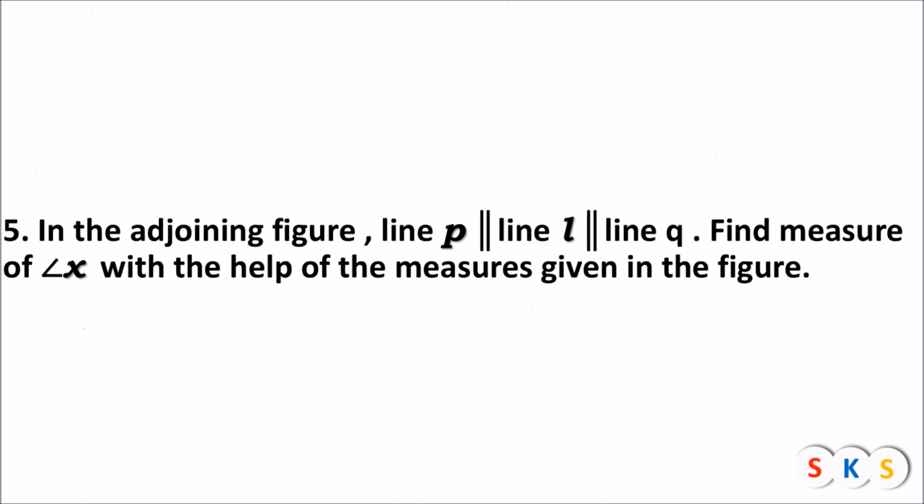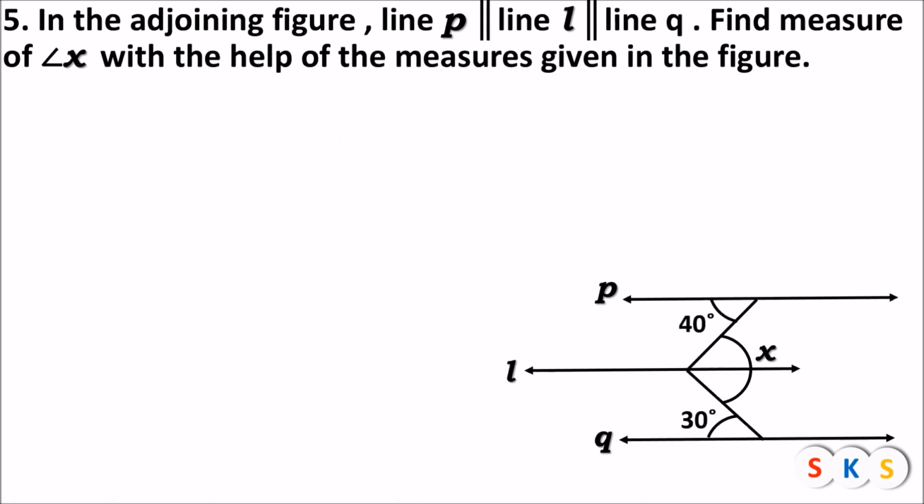Now here we have the next question. In the adjoining figure, line P is parallel to line L, which is parallel to line Q. Find the measure of angle X with the help of the measures given in the figure. Okay, look at this figure. Here all three lines are parallel to each other. And what we have to find out here is the measure of angle X. Let's start the solution.